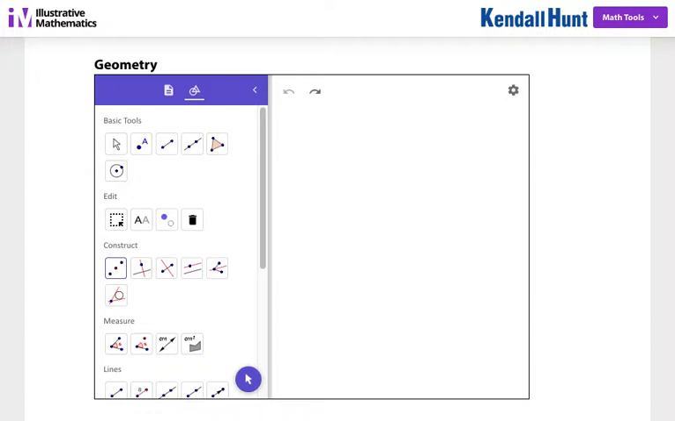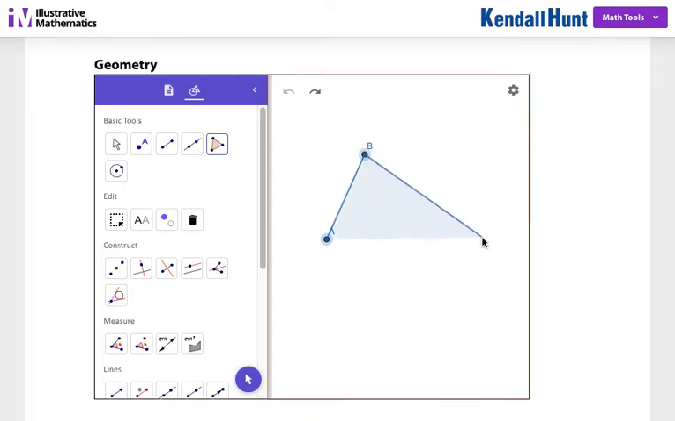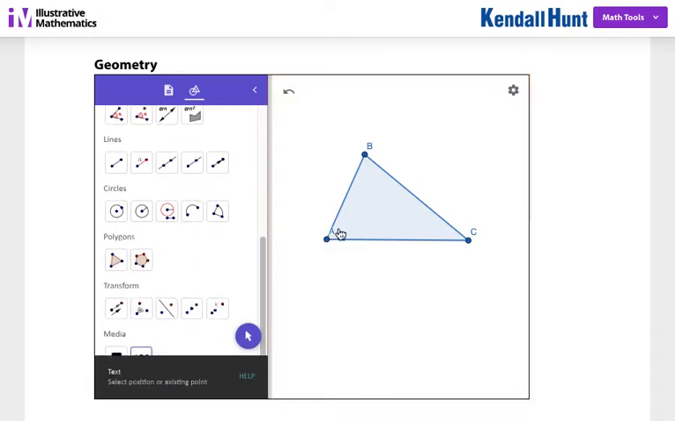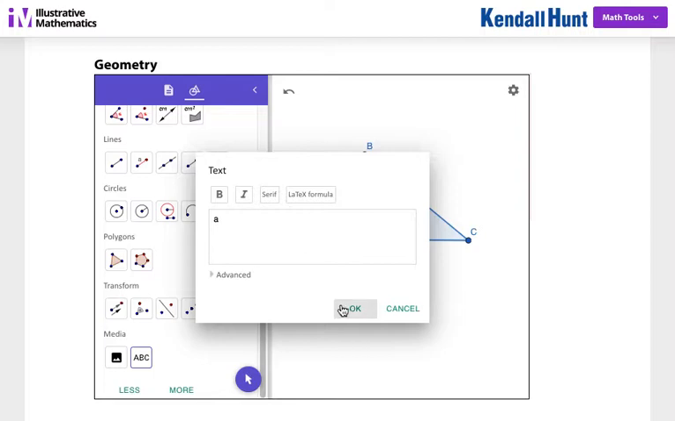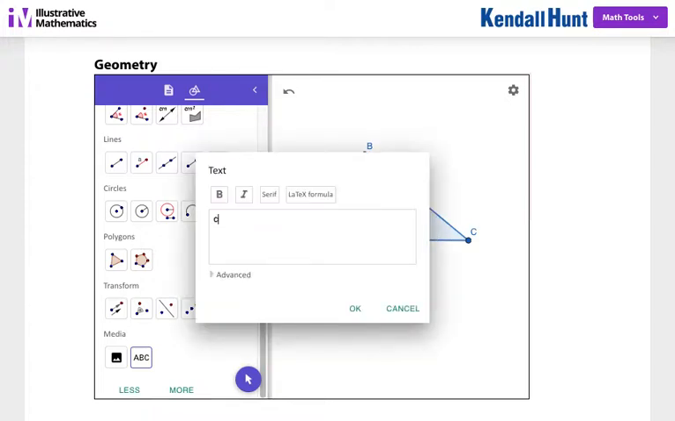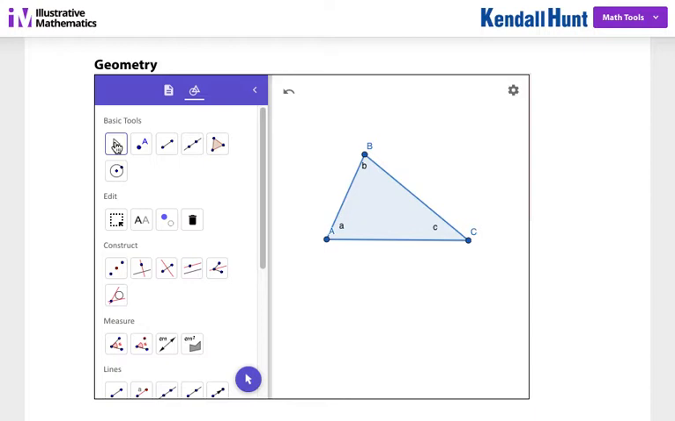So to start, I'm going to draw a triangle. Any triangle will do. So I'm going to grab my polygon tool and construct my triangle. Now once I have my triangle here, I want to label the insides of these angles with a lowercase a, b, and c. And that's just going to represent the measurements of these angles, which we don't know right now, but we're hoping to convince ourselves that no matter what those measurements are, they add up to 180 degrees.